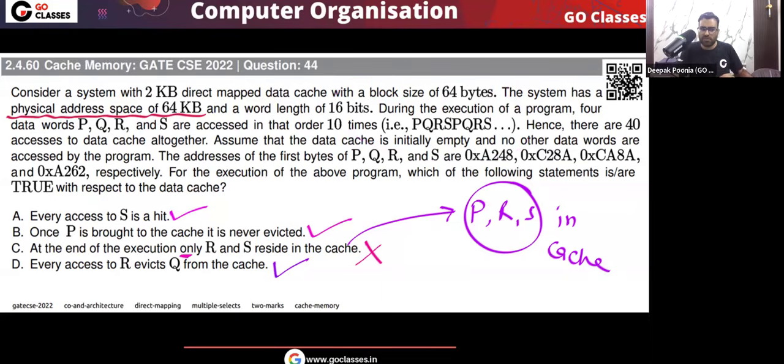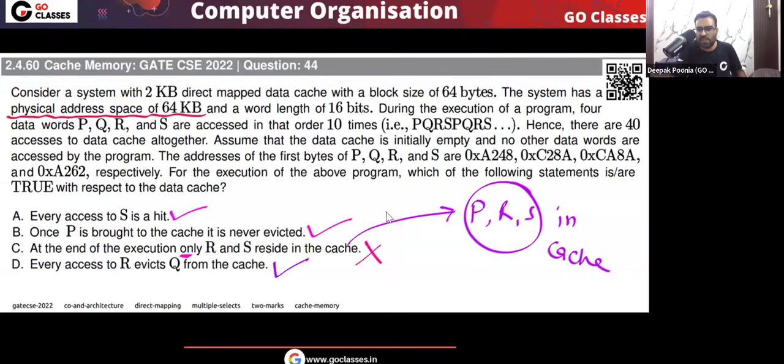Whenever there is any question which has replacement, then always find the block numbers. Okay, so this is a very nice, very good, beautiful question. I hope you loved it, and I hope you enjoyed the complete analysis of this question. You will definitely learn a lot of things from this question.